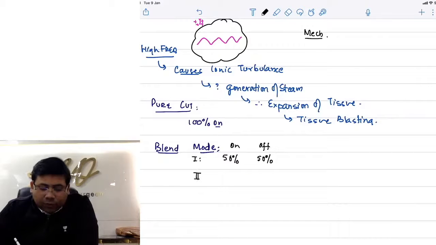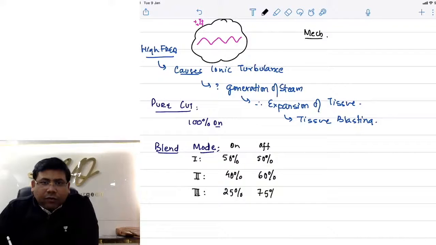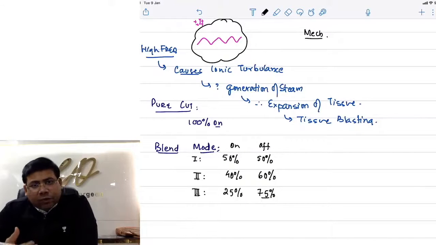Then blend 2, what is that? 40% on, 60% off. Blend 3, 25% on and 75% off. This is how we have blend 1, blend 2, blend 3. Is that clear? So blend 3 is the safest of all.